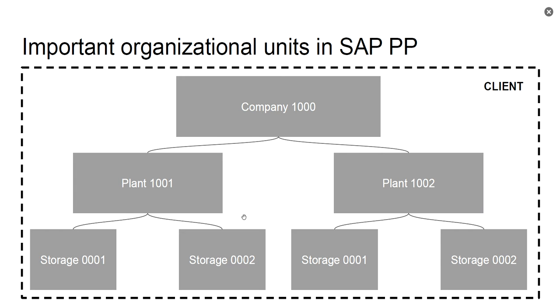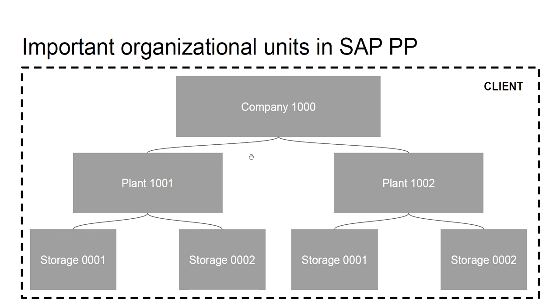The important organizational units from an SAP production planning perspective are the client, which is the overall and highest level organizational unit containing a company code, plant, and storage location. And those would be the three other important types of organizational units. So the company code, the plant, and the storage location.